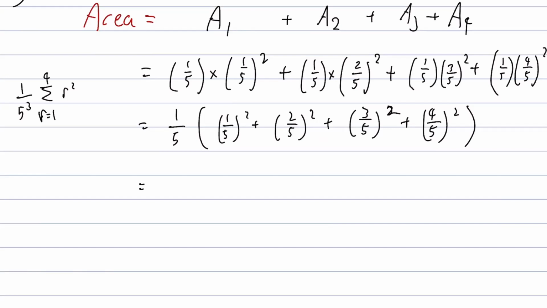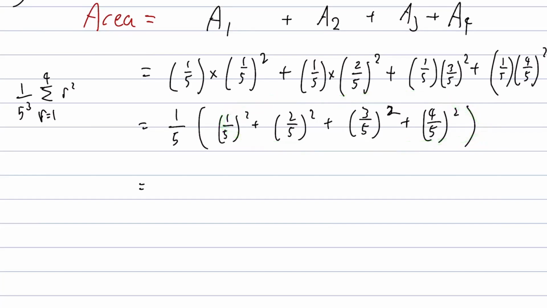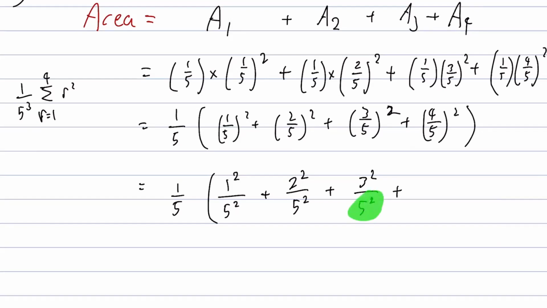How? This one, maybe it's time to expand. But expand it carefully. Don't just rewrite as 1/25. Write it as 1 square over 5 square. The other one, 2 square over 5 square. Can you try the next one? 3 square over 5 square. Very good.